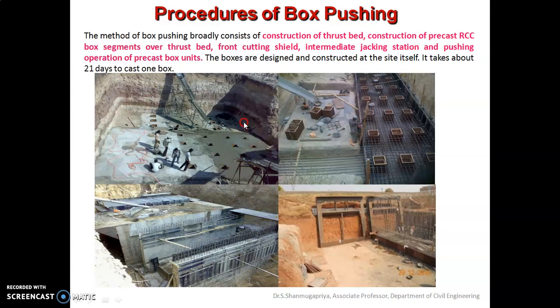And let us understand the procedures of box pushing technique. This method of box pushing consists of construction of the truss bed as you see in this picture, then construction of the precast RCC box segments over the truss bed, and then the installation of the front cutting shield, intermediate jacking stations, and pushing operations of precast box units. So all these boxes are designed and constructed at the site itself. It takes about 21 days to cast one box.